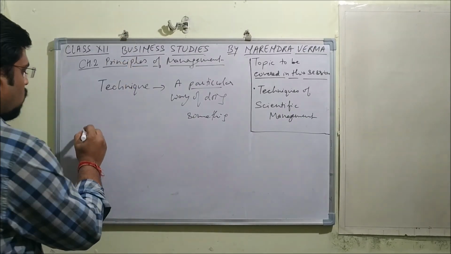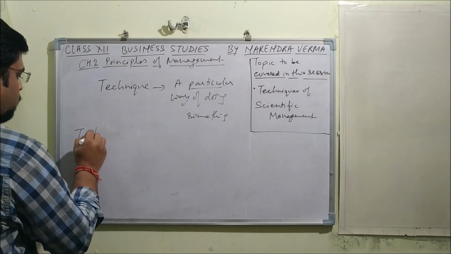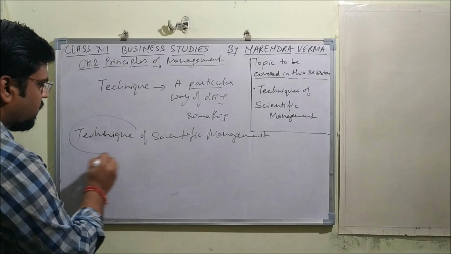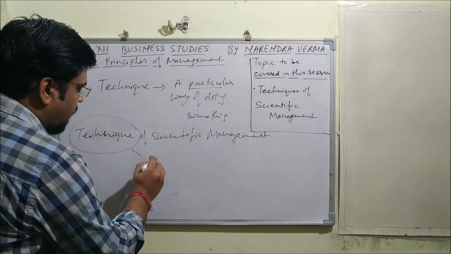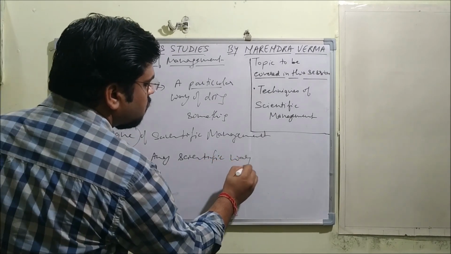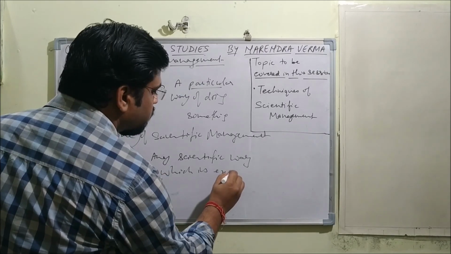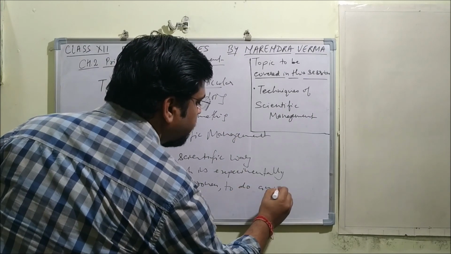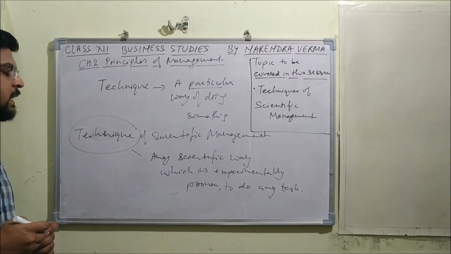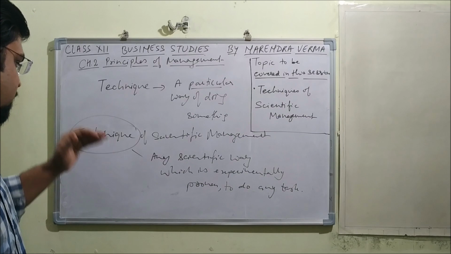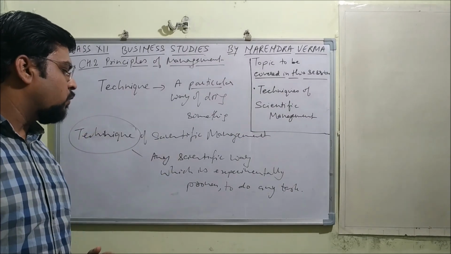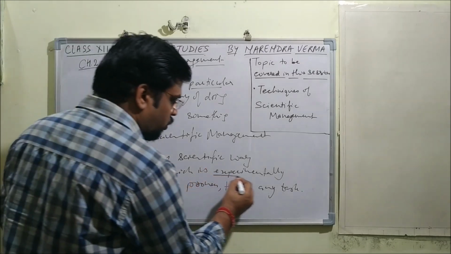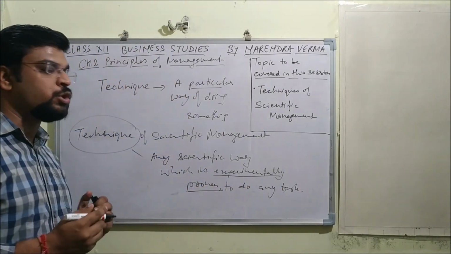Now let's talk about the meaning of technique of scientific management. Technique of scientific management means any scientific way which is experimentally proven to do any task. So when we say technique of scientific management, it means any scientific way which is experimentally proven, that is the important portion of this, experimentally proven to do any task.